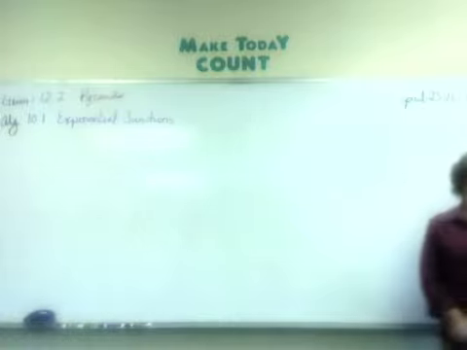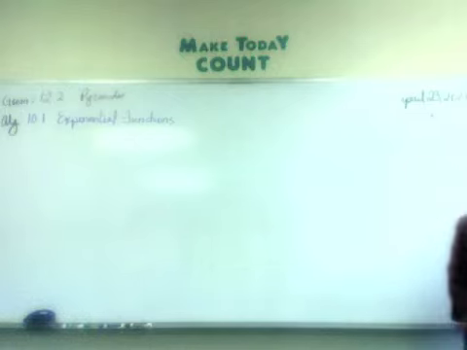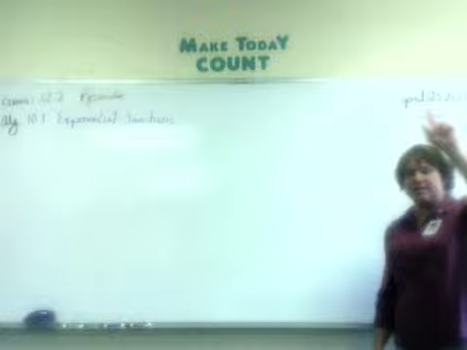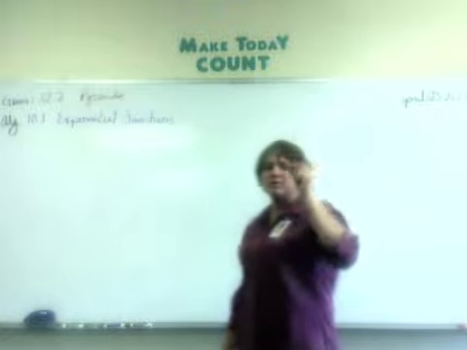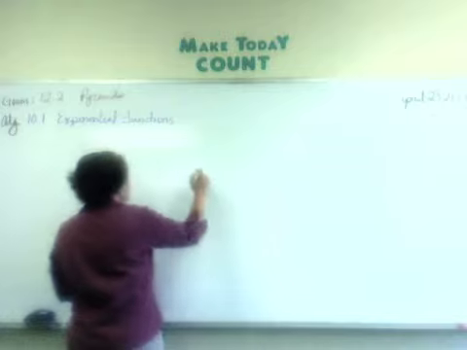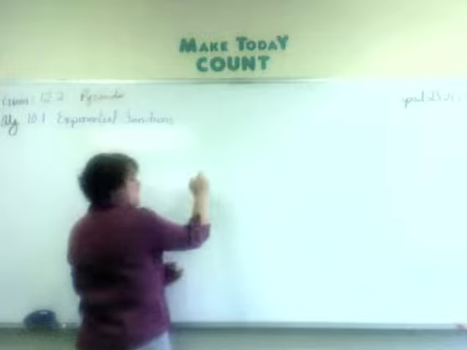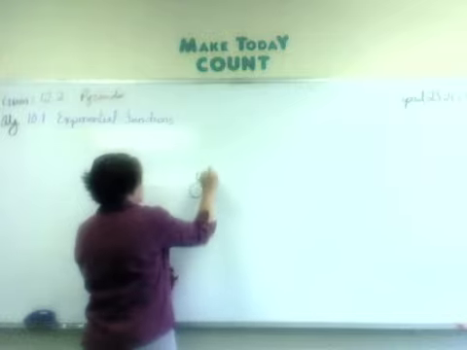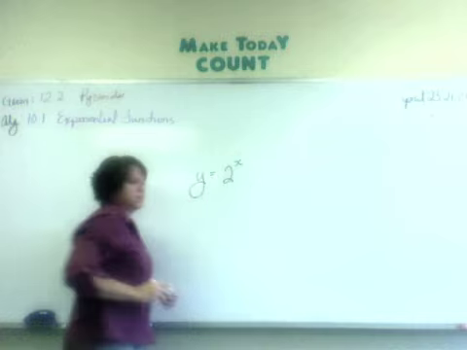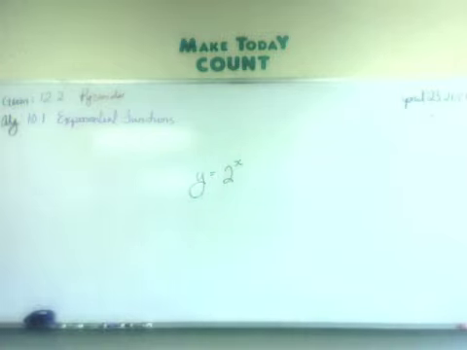Awesome. All right. An exponential function has two variables in it. It has x and it has y. And the reason it's called an exponential function is because one of the variables is an exponent. This is an example of an exponential function. The exponent itself is a variable.